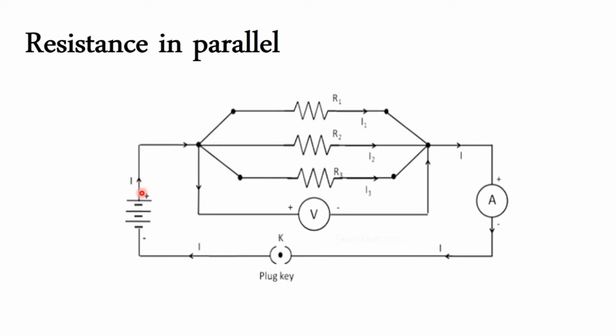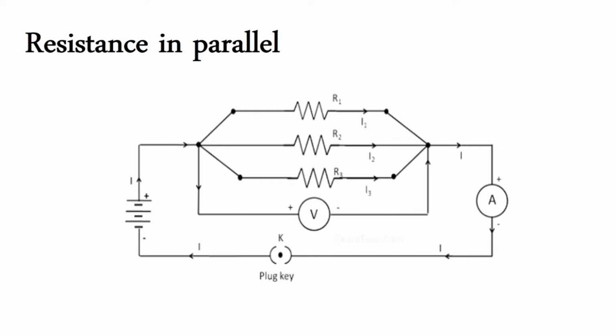Now if we take the initial part and end part of each resistor, they are directly connected to the battery. The initial parts of R1, R2 and R3 are directly connected to the positive terminal of the battery, and the end part of each resistor is directly connected to the negative terminal of the battery.